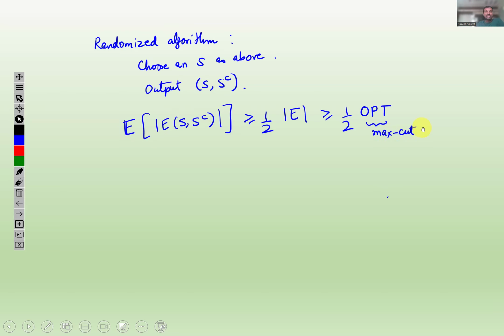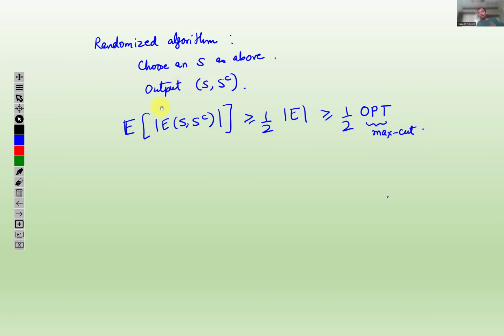Okay, so this is a randomized algorithm for the problem, and it outputs an answer whose expected value is at least half times the optimum. Notice that when I defined approximation algorithms, I had not mentioned anything about randomization. But typically, if you have a randomized algorithm for a problem, you can make it deterministic with some effort. And in this case also, the same algorithm can be made deterministic.